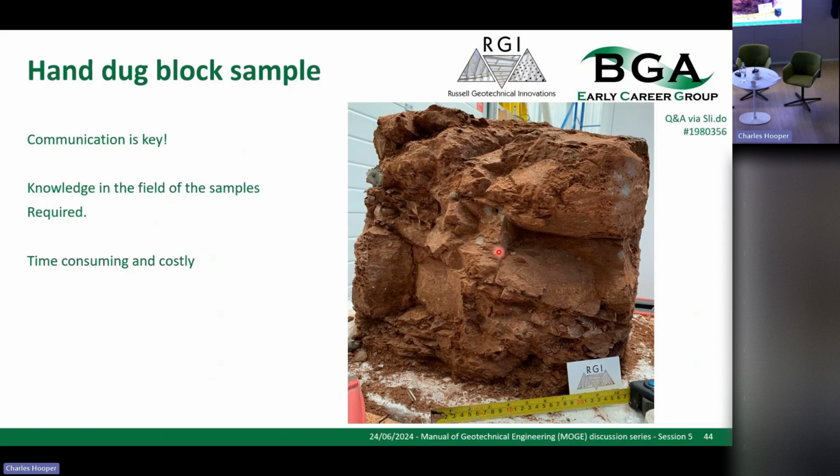You can see the structure of this block. It is not really suitable, certainly vertically, for any kind of triaxial sample. The idea was that we should cut a piece out, put it in a soil lathe and trim it down to a perfect cylinder. You can see by the structure of this material that really wasn't possible.